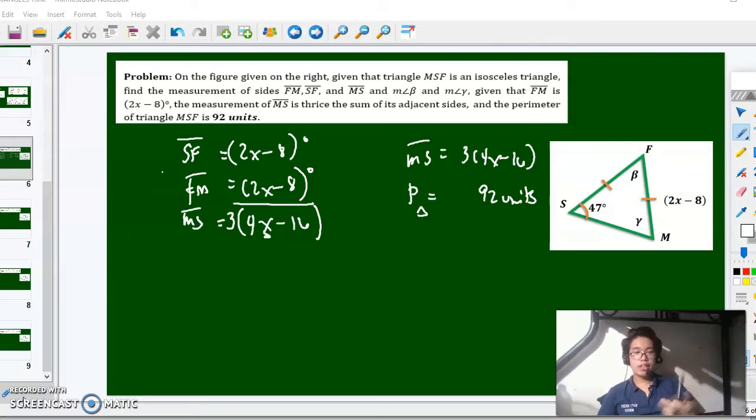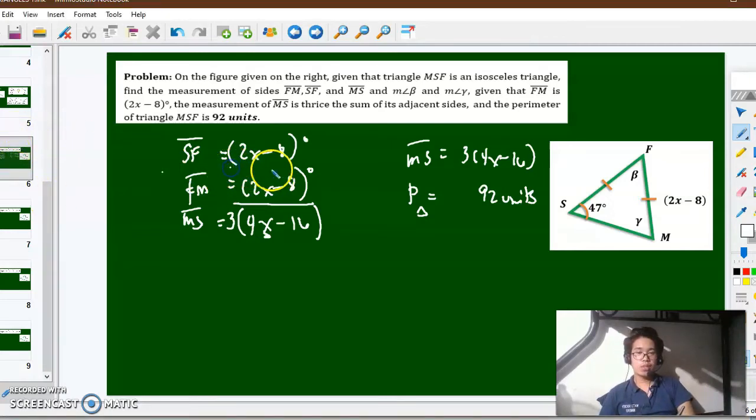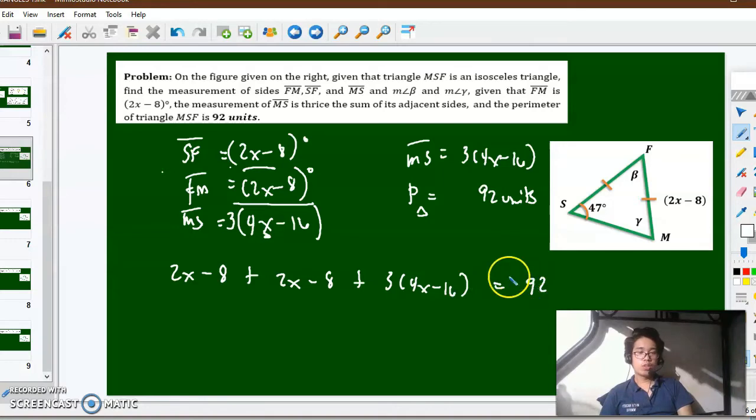We have to equate the given expressions that we have for the different sides. So we have here 2x minus 8 for side SF, and then you have to add that to 2x minus 8 for side FM, and then you have to add 3 times 4x minus 16, which is equal to 92 units. So this is the perimeter of the triangle. We added the three sides, and it has to be equal to the 92 units that's given in the problem.